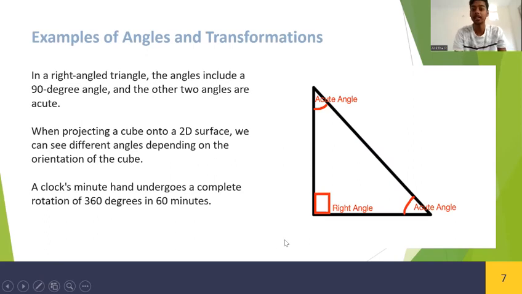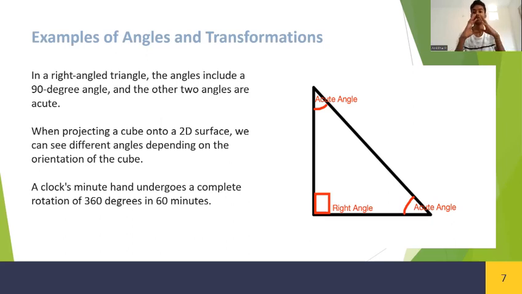Now, examples of angles and transformation. I have chosen this slide to give an example of an angle and transformation. In a right angle triangle, as shown in the image, the angles include a 90-degree angle and the other two angles are acute angles. So I have marked the right angle as shown, and except for the 90-degree angle, the other two angles are acute angles.